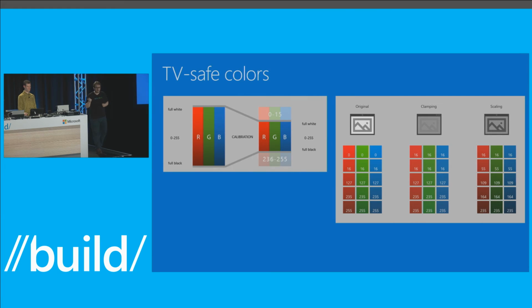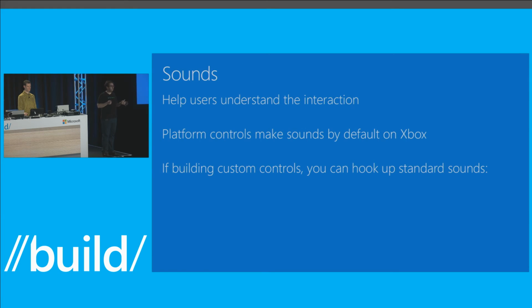So the final aspect of presenting on TV that's really important is sounds. And you've seen sounds quite a bit, and they're very important in helping users understand the interaction, see what's going on. Platform controls all make sounds by default. It's built into the platform. You can do it on a PC. You can do it on an Xbox. It's on by default on Xbox.